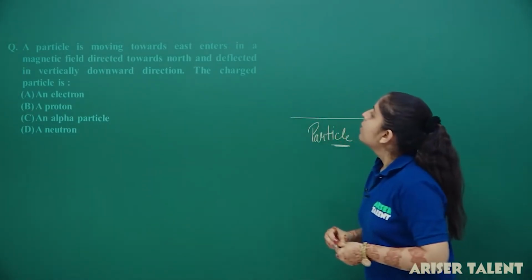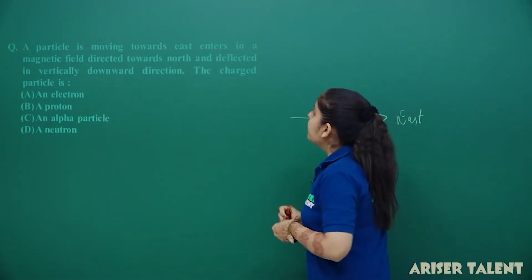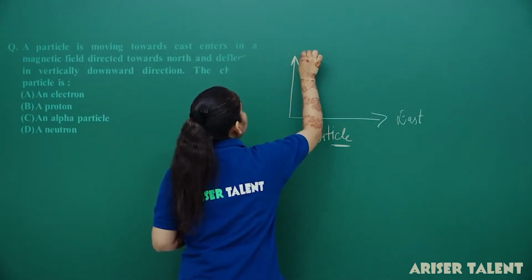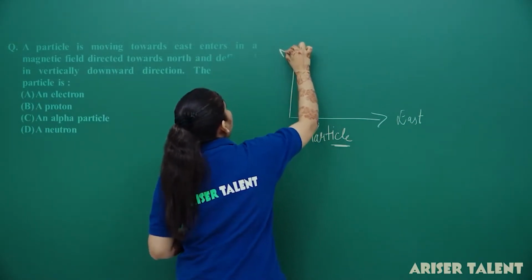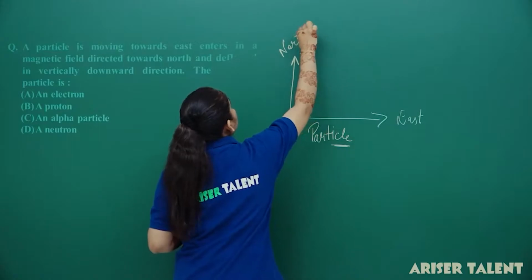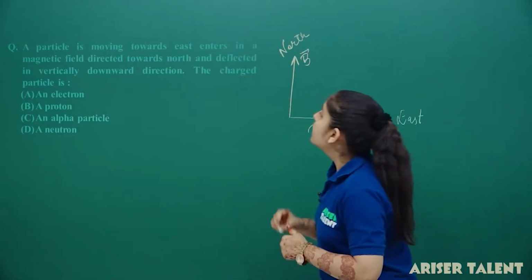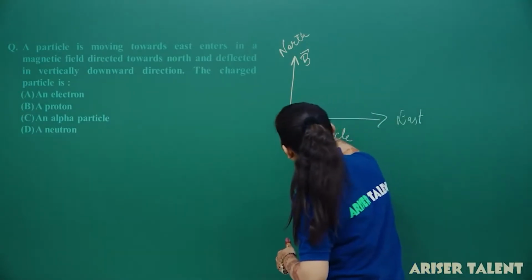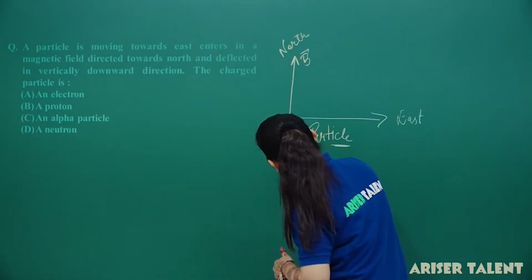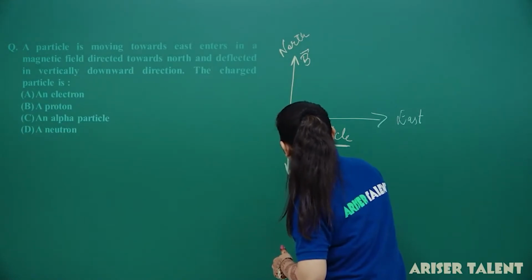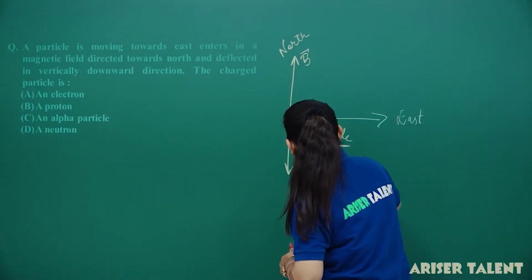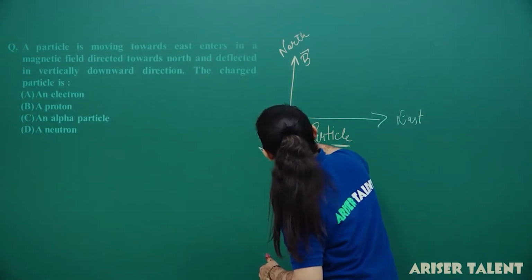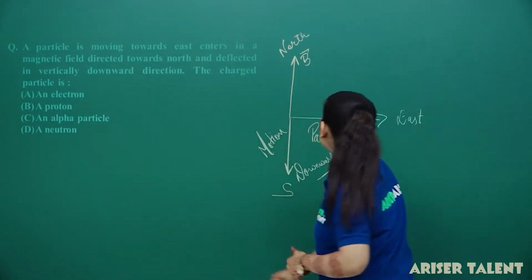Now, the magnetic field is directed towards the north. For this particle, the magnetic field is in north. This is our magnetic field and it is directed in north. Now, the deflection of this particle is in the vertically downward direction. So, we can see that the motion of the particle will be in the downward direction. This is the motion and the direction will be south.